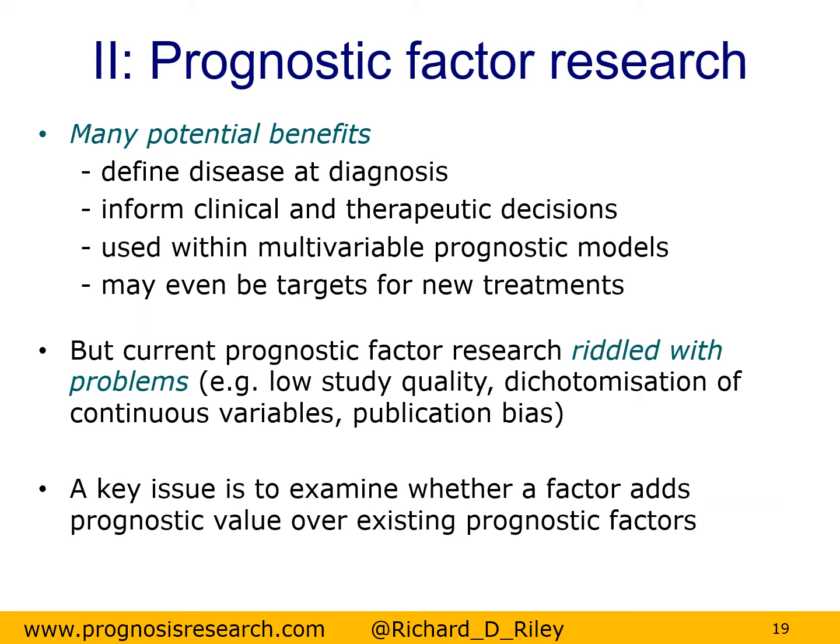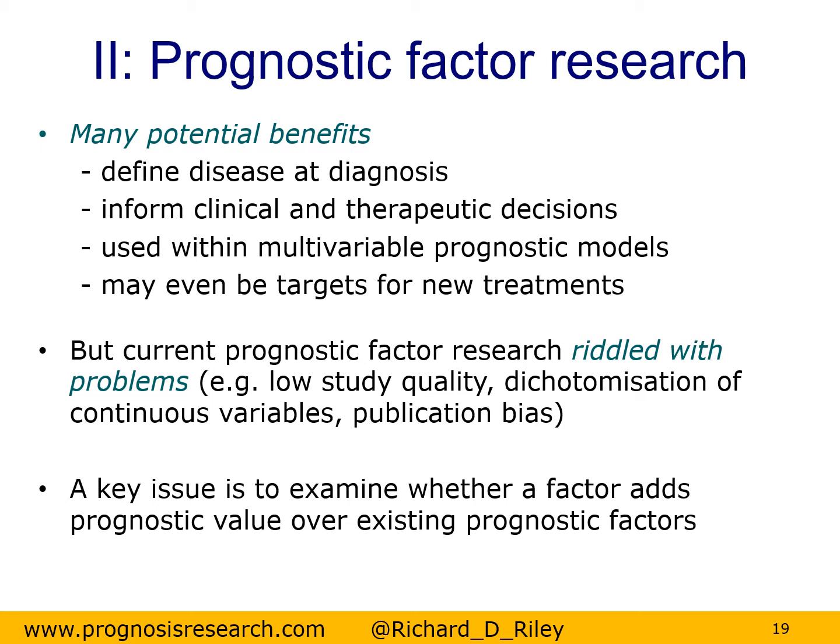There are many potential benefits and uses of prognostic factors, from defining disease at diagnosis to informing clinical and therapeutic decisions. Ultimately, they may be used within a multivariable prognostic model, and we'll see that in a moment. And they may even, under a causal assumption, be targets for new treatments. But current prognostic factor research is riddled with problems.